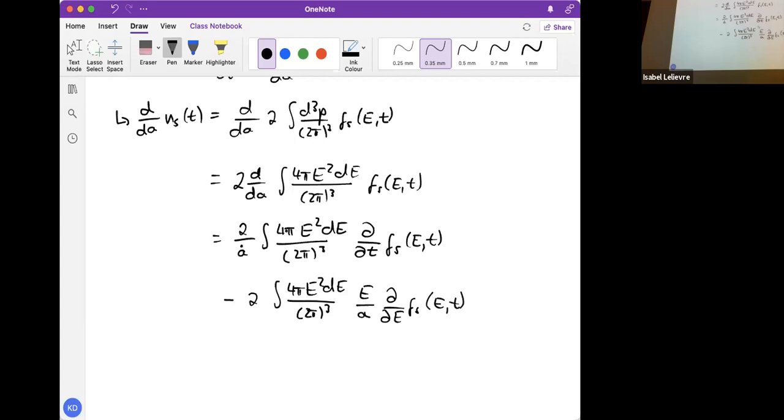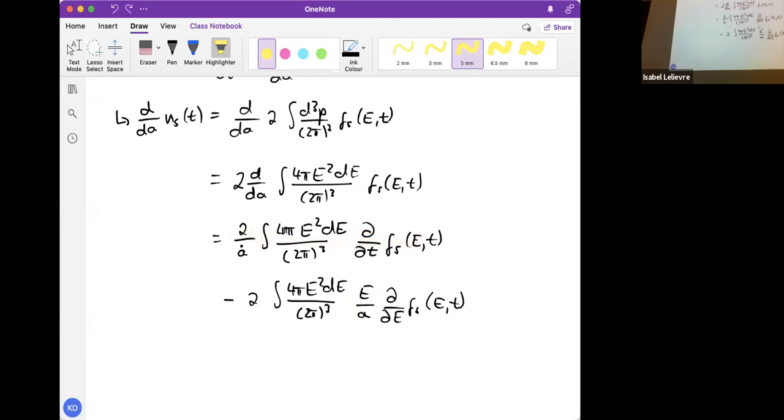So the first term arises by using the chain rule and taking the partial derivative of f_s with respect to t, and then we need to differentiate dt over da. That gives the 1 over a dot. Similarly, we also need to take the partial derivative of f_s with respect to E, and then compute dE over dt. That gives this factor E over a.